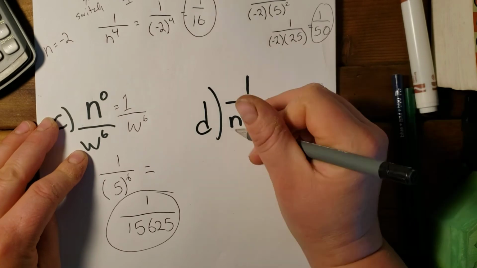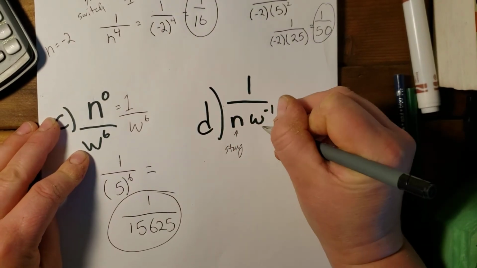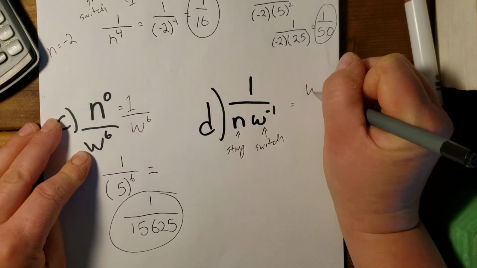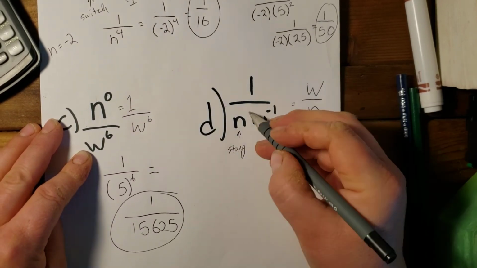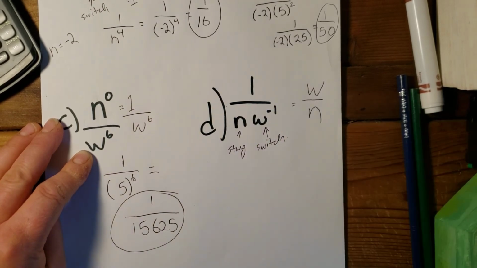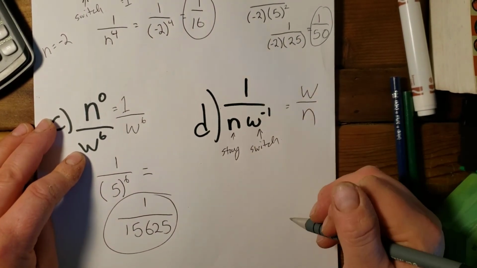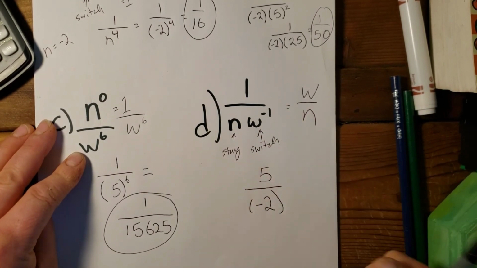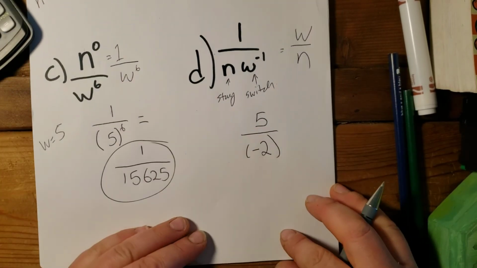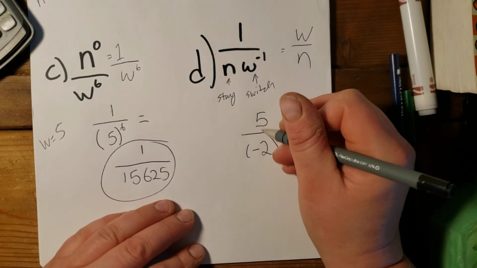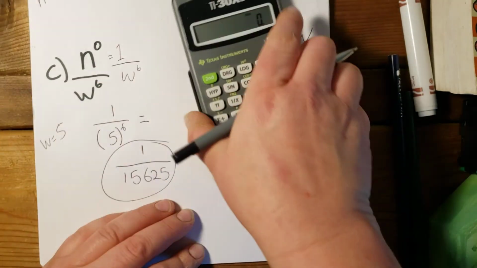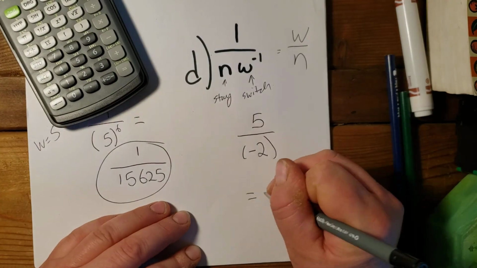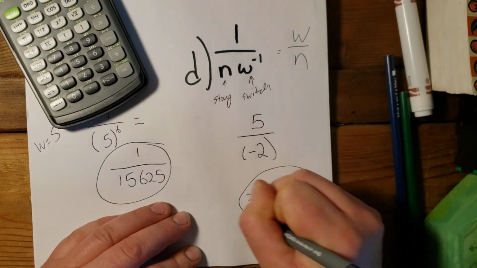All right. So we know this one's going to stay and this one's going to switch. So then we're going to have w over n. Once we switch it, we can get rid of that -1 because it's going to be a positive 1 and that's just itself. So that's 5 over -2. You can leave it as a fraction if you want, or if you really, really want to, you could turn it into a decimal. 5 halves is, and if you're not sure, grab your calculator, 5 divided by negative 2, -2.5. All right.